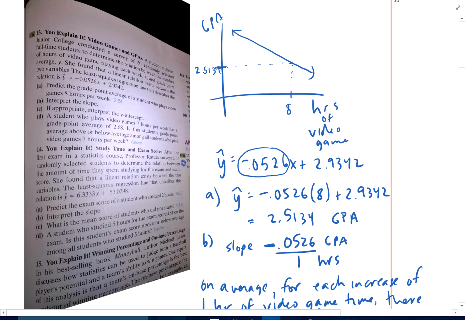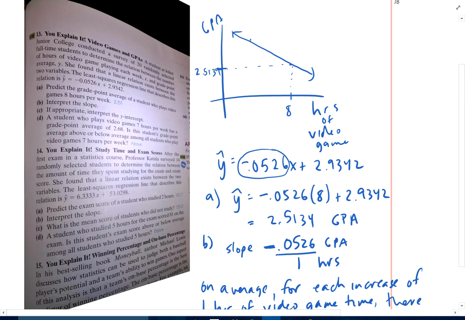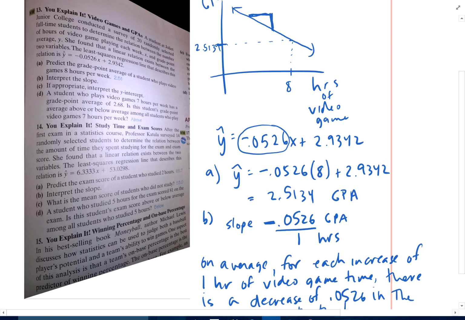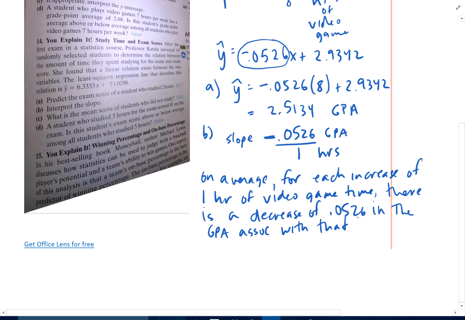Okay. So you can kind of see that for each hour that you increase of video games, the GPA goes down by a certain amount, right? So for each hour you increase it by, the GPA goes down by how much? On average, by 0.0526.